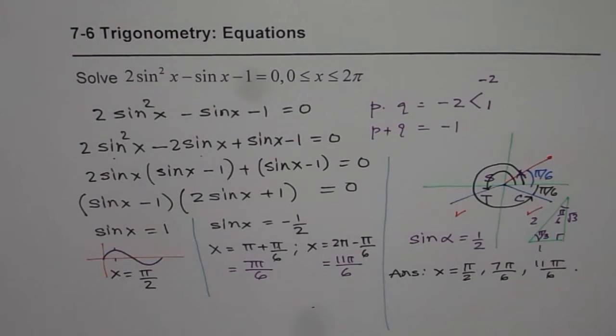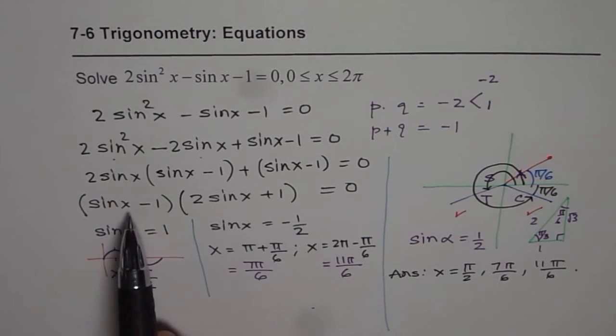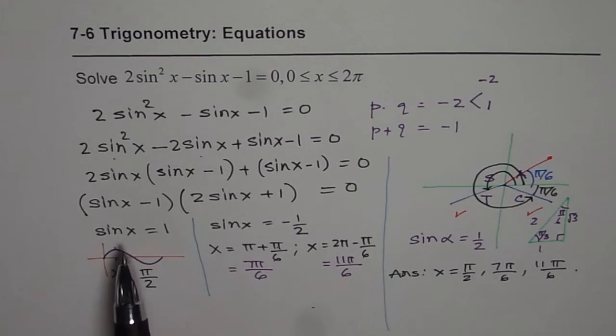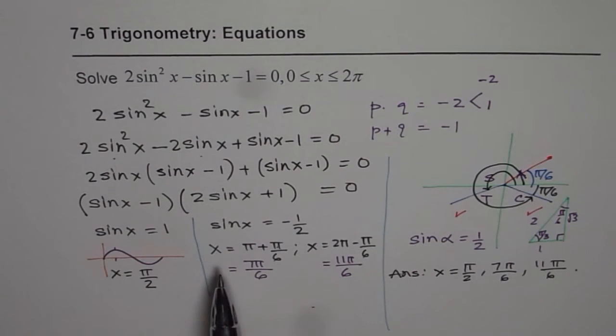I hope that helps. And this method works for all types of trigonometric equations which are in quadratic form. So the first step is to factor them and then equate each factor to 0. So when you equate sine x minus 1 to 0, you get sine x equals 1. Solve for possible values. Then the second factor, equate it to 0 and then solve for all possible values. Combine them and then write them in your answer.